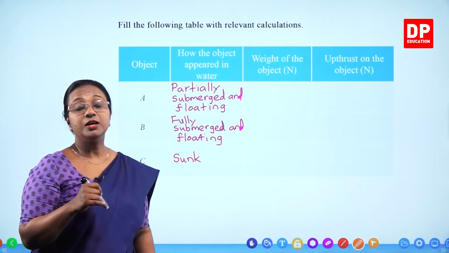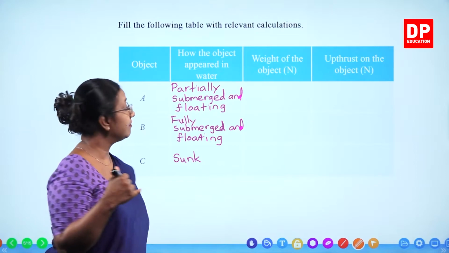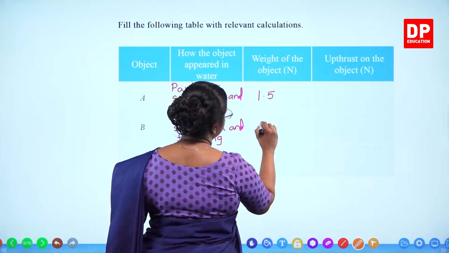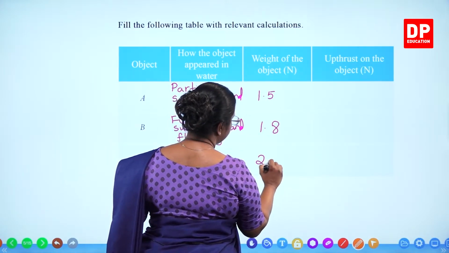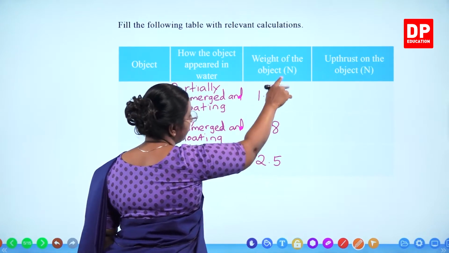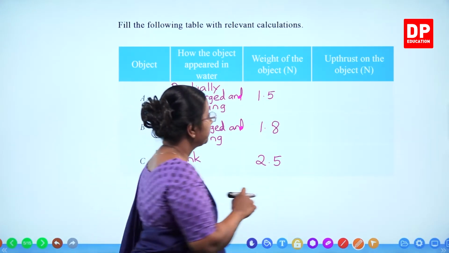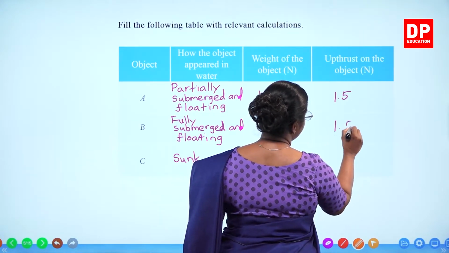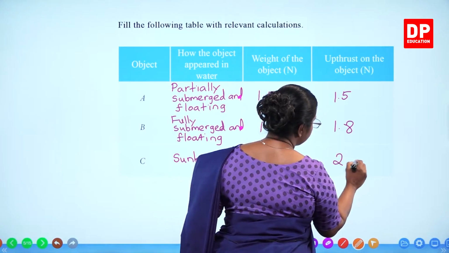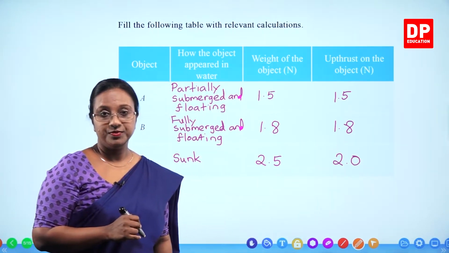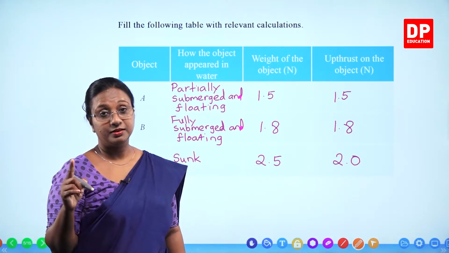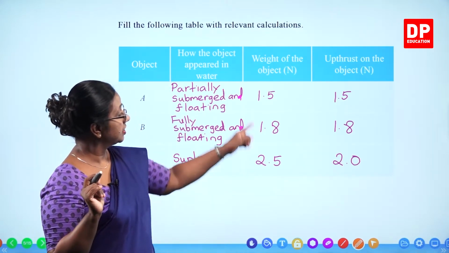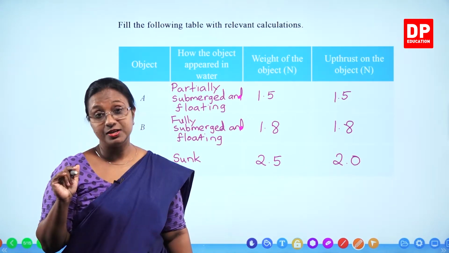Then we calculated, we got the weight. We measured the weight of the object. First one you can remember, it is 1.5 Newton. This is 1.8 Newton and 2.5 Newton. Weight of the object, that is weight of the object in air. Upthrust on the object, that is also 1.5 Newton. This is 1.8 Newton. Here it is only 2.0 Newton. That is why there was an apparent weight. Is that clear to all students? We calculated the upthrust using the apparent weight.